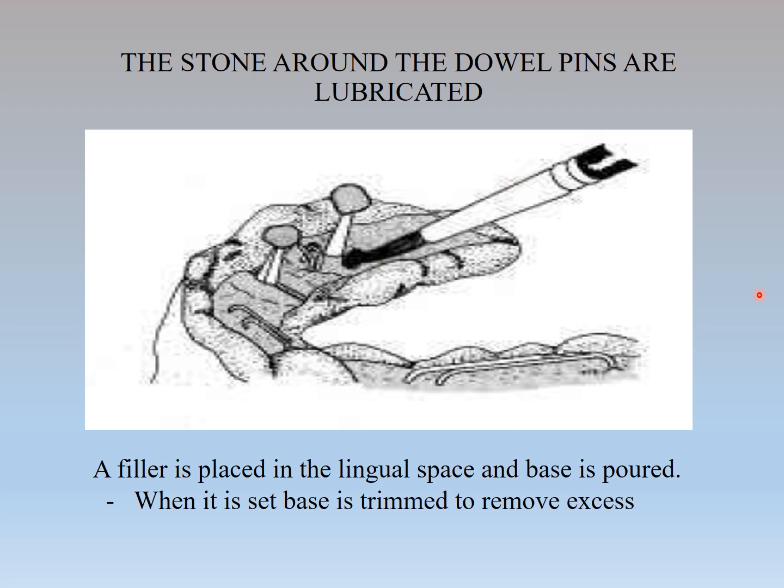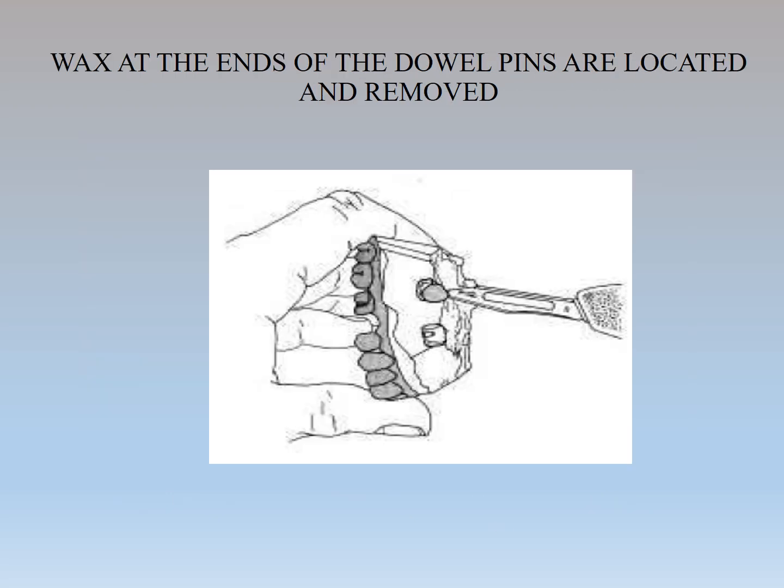Okay, so now we are painting the spacer or separating media. When it is set, base is trimmed to remove the excess. Okay, and you can see that a wax is put at the end of the pins. Okay, wax at the end of the dowel pins are located and removed. All right, so after pouring, you can see that sometimes you're able to see the wax hanging out, so you leave it like that, or you just take it out and then you can just push it out, but it's not going to come out now, guys.